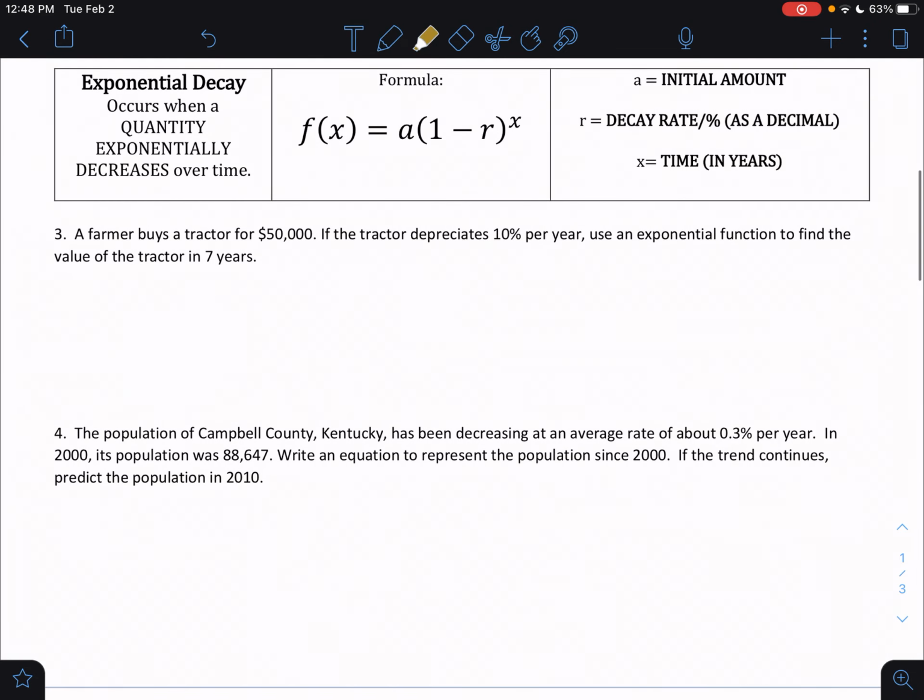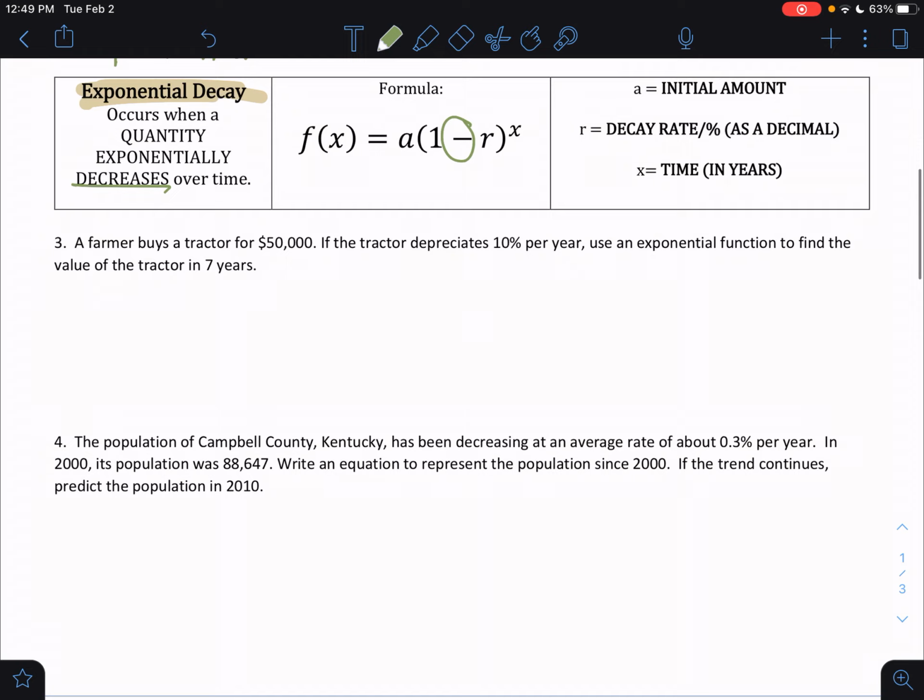Now we have exponential decay, and so that is when it is exponentially decreasing over time. And the only difference in our formula here is that now we are subtracting right here. So now it's minus instead of adding. We have our same variables here. We have our a, which is our initial amount. We have r, which is again a decimal, and we have x, which is our time in years.